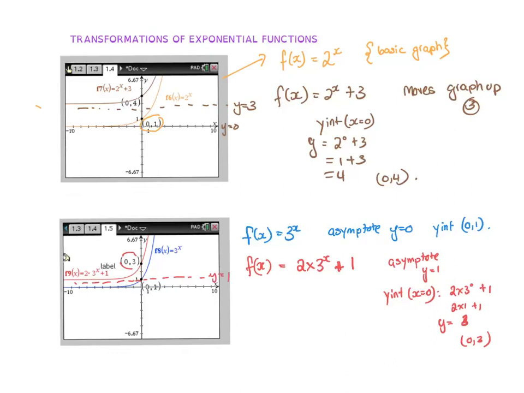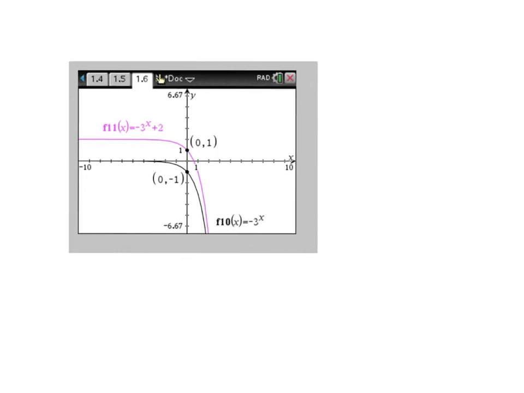Alright, and the last example, let's have a look. With this last example, I've done a basic one, but I've done negative 3 to the power of x. So this is an exponential. Just talking about our transformation, we've made the whole function negative. So when you see that, it's a reflection in the x-axis.